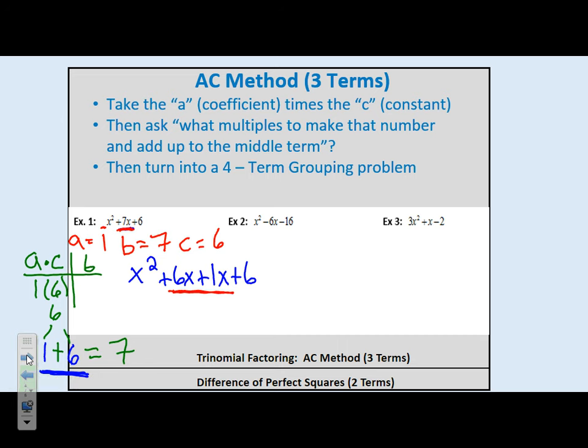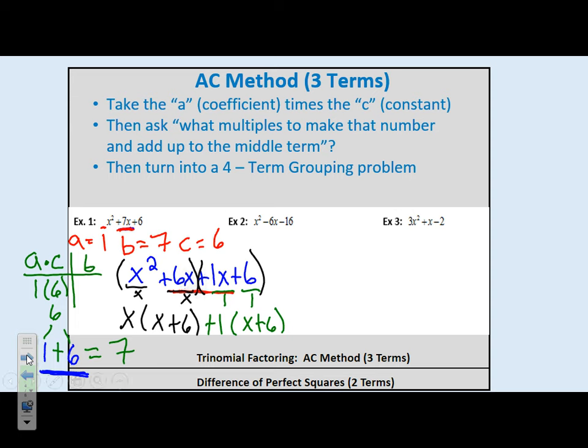Once I get here, I'm going to use my grouping method. So I'm going to group this part and this part. Now my first group here, I'm going to take out my greatest common factor, which is x. So take an x out of both sides, so I get x. What's left is x plus 6. I'm going to do the same thing over here. What can I take out of 1x and 6? I can just take out a positive 1, so I put plus 1 here. What's left is x plus 6.